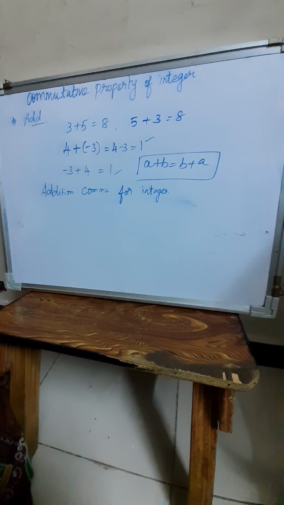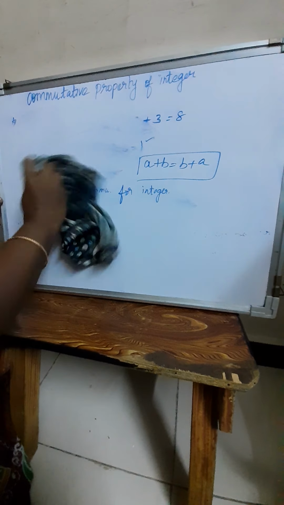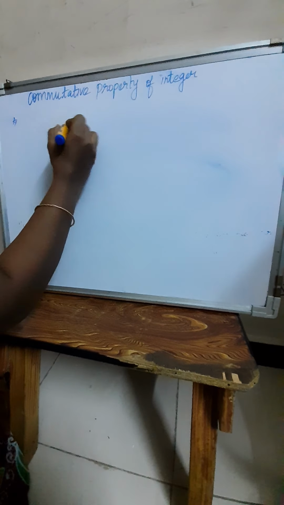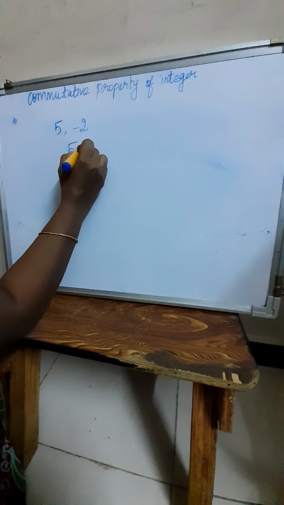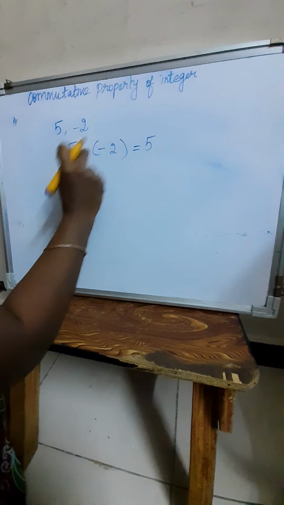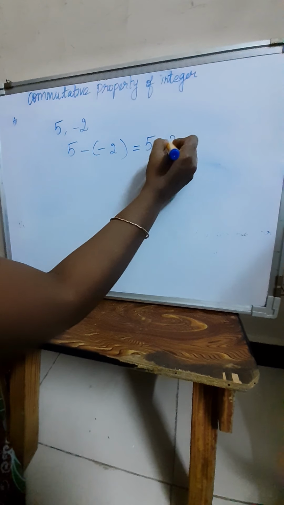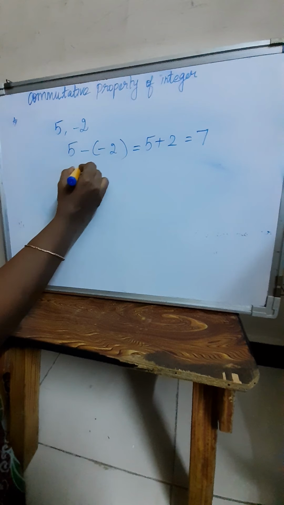For subtraction I am going to take another two integers and check. I am taking 5 as one integer and minus 2 as another integer. Now I am going to subtract both these integers, 5 minus of minus 2. What will be the answer? Plus minus into minus, plus 2. The answer is 7.